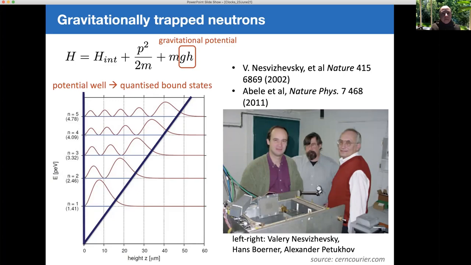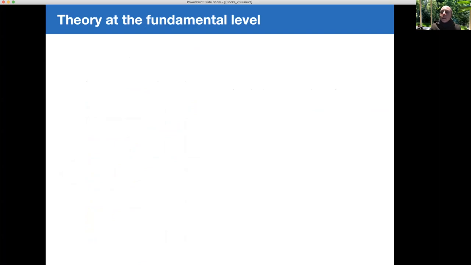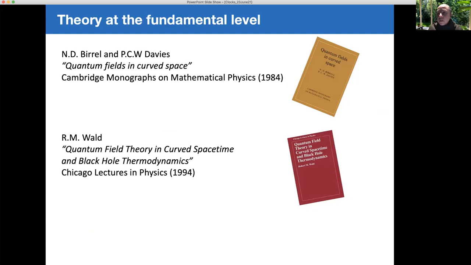And so, of course, this is not to say that we do not have theory that would describe gravity in quantum systems beyond Newtonian potential. It's just where the experiments are. And of course, there is quantum field theory in curved spacetime that is the most complete or the most fundamental description of quantum mechanics in curved spacetime as described by GR.